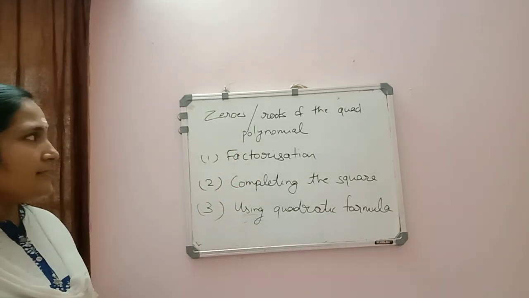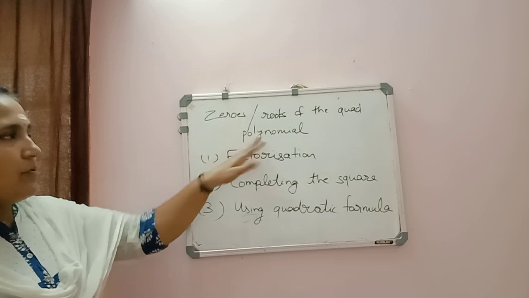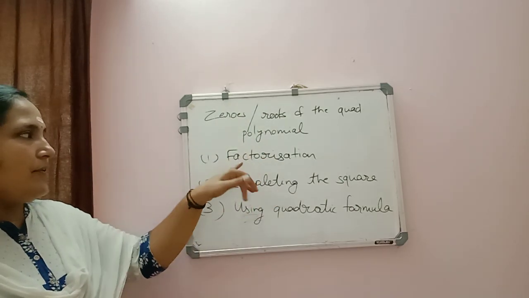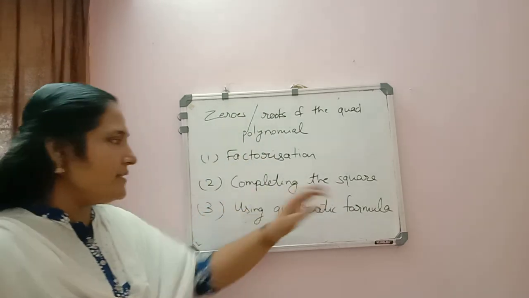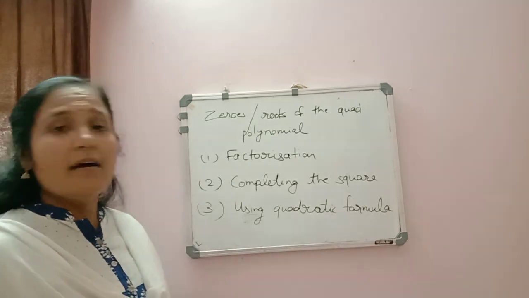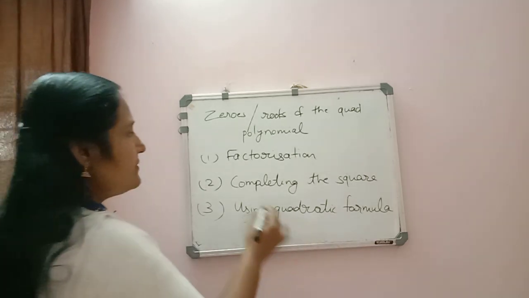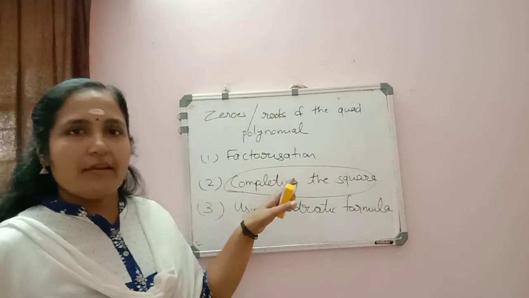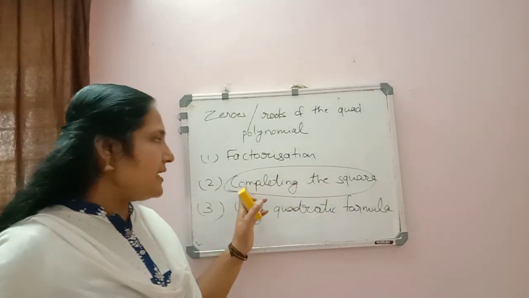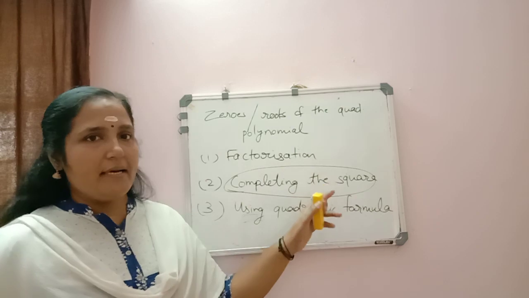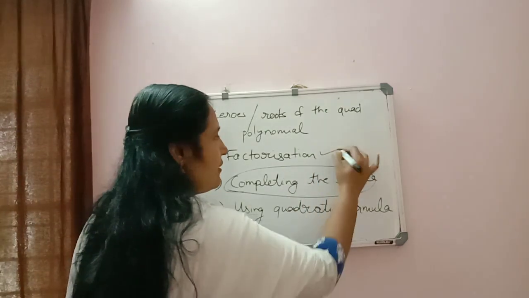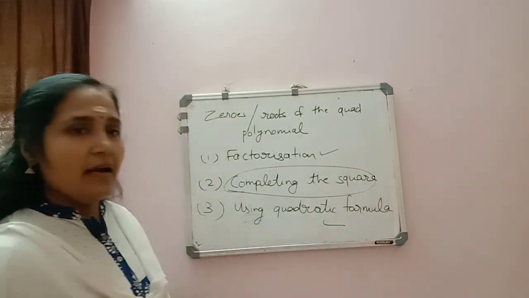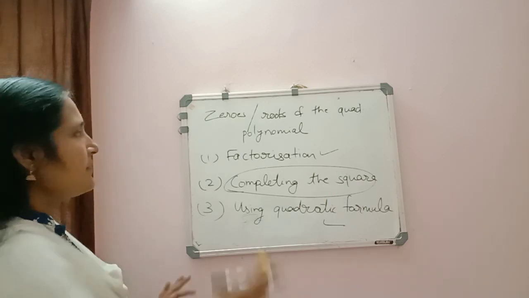There are three methods to solve the quadratic polynomial: factorization, completing the square, and using the quadratic formula. At present, completing the square is given in your textbook, but from the CBSE, this topic is omitted. So, we will discuss factorization and using the quadratic formula.